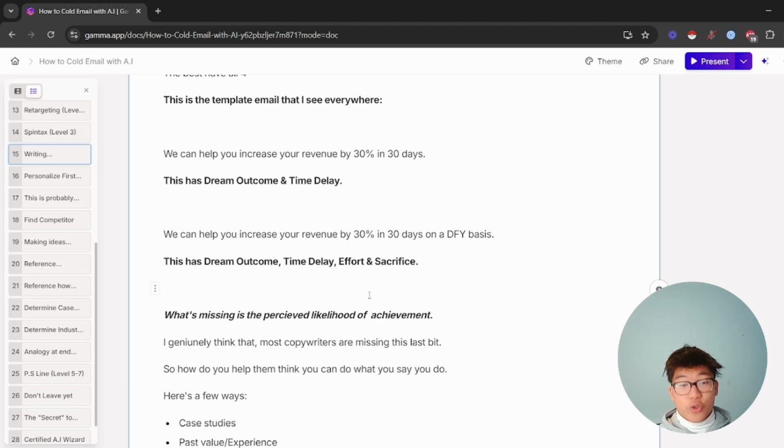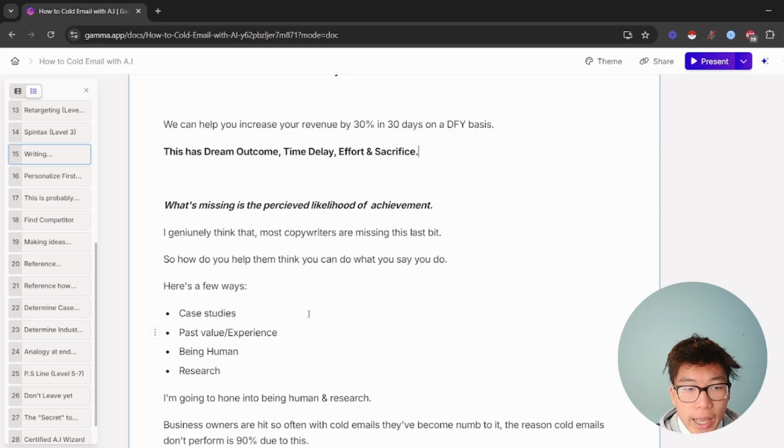And this is what most people are trying to figure out how to do properly. I genuinely think that most copywriters are missing this last bit. Seriously, this is something I've been thinking on a lot, and I think this is what most are missing. So how do you help them think you can do what you say you do? Because you can throw in a guarantee, but realistically, if you can't do what you say you do, then what's the point?